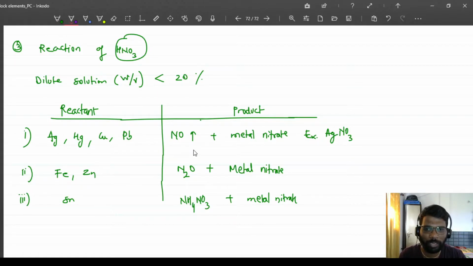You can remember that in one case we are getting NO gas and metal nitrate. In every case the metal nitrate is common. Metal nitrate means here it is silver nitrate or mercury nitrate, or here it will be zinc nitrate or tin nitrate, that way. So I'll end this class over here. Thank you.